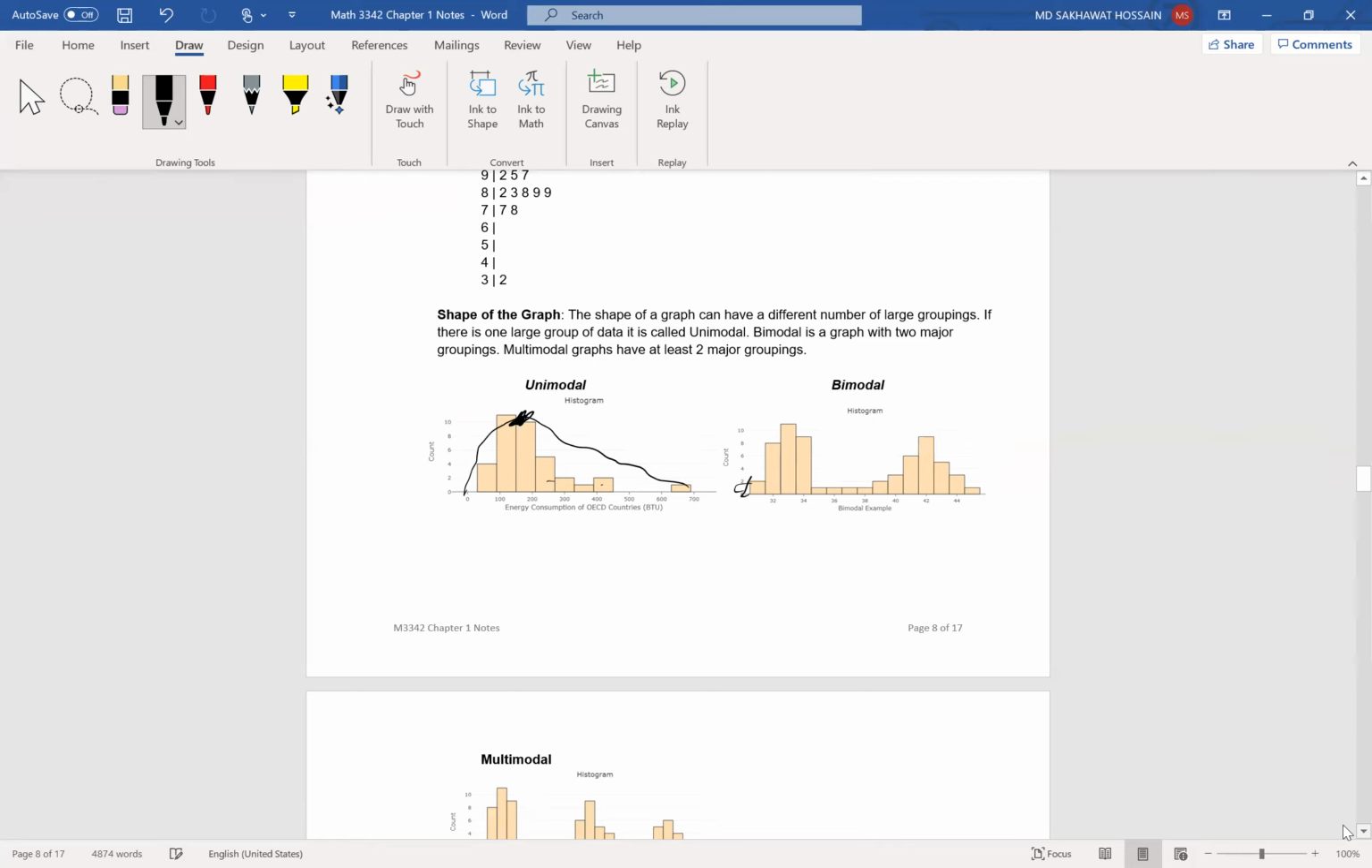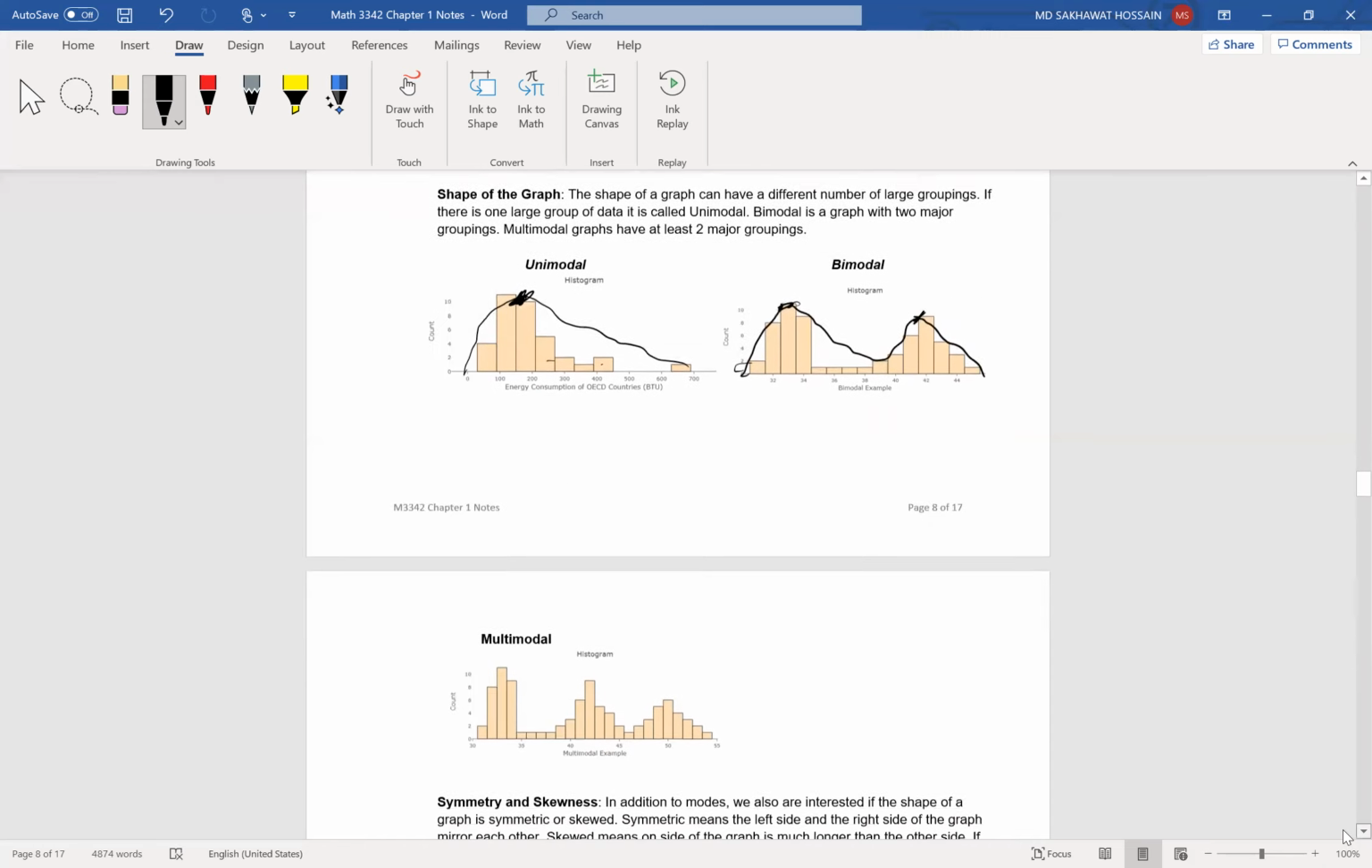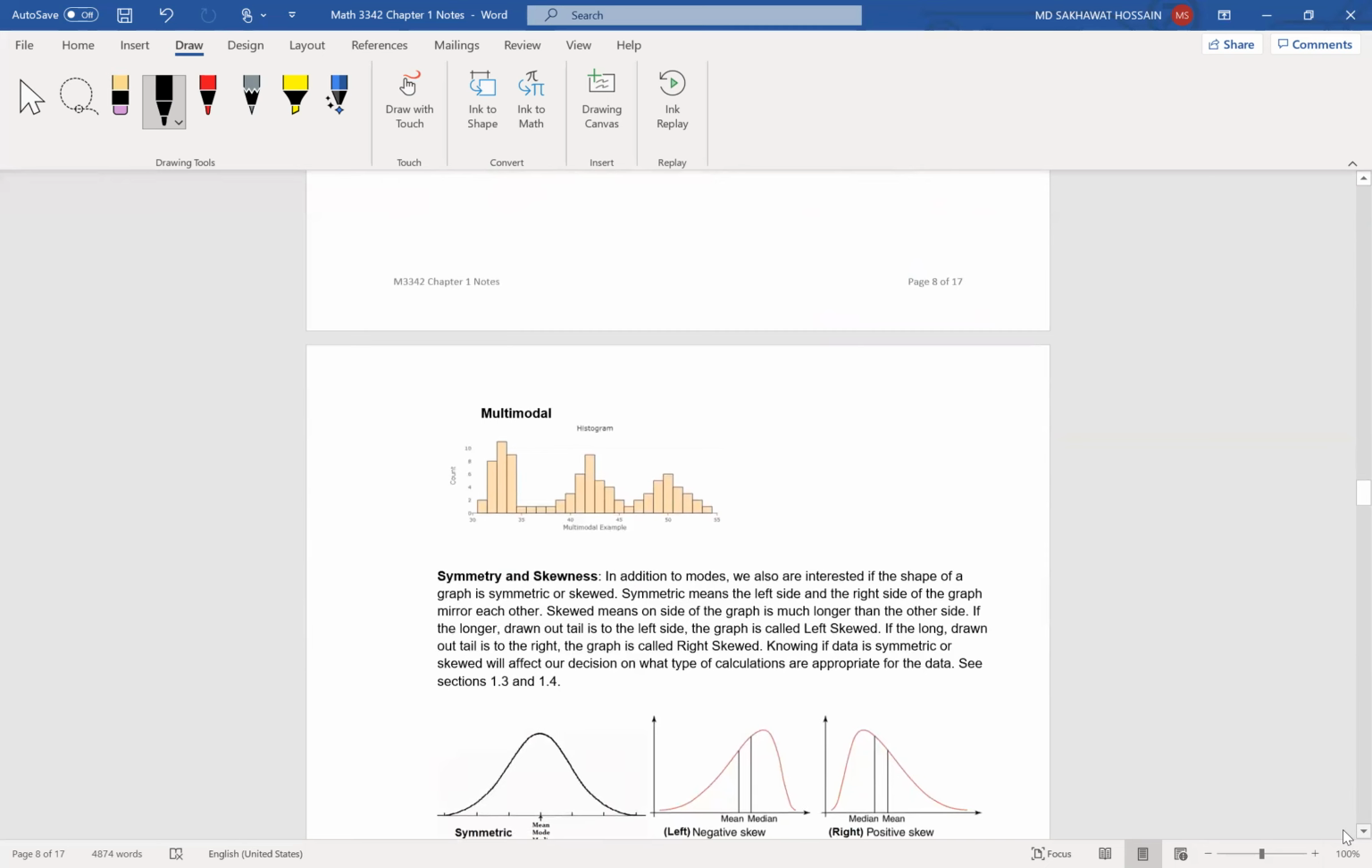And if you look at the shape of this histogram, we have two peaks. So that means this is bimodal. And you can also have multimodal data. Here we have three peaks, right? If you look at this one, there are three peaks. So that means this is multimodal.